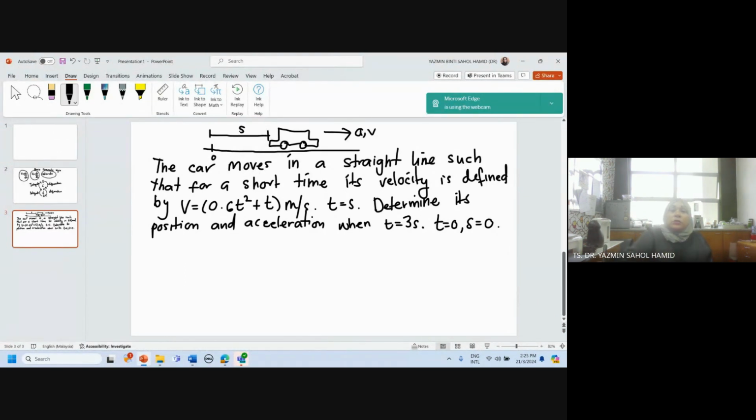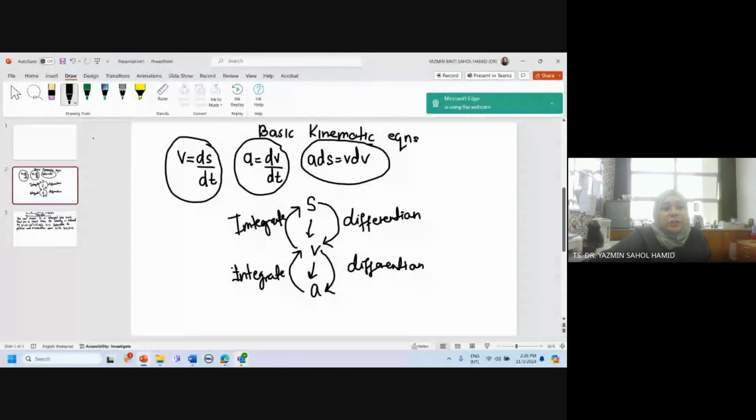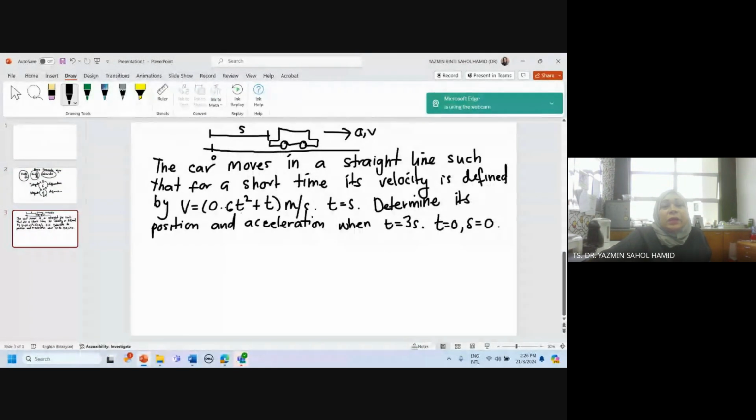Now, how to answer this question? First of all, when you get this question, you need to identify what method you want to use. Obviously, this is the first method that I'm teaching you, which is of course using the basic kinematic equation. The car moves in a straight line, and another term we use to represent a straight line is rectilinear motion.